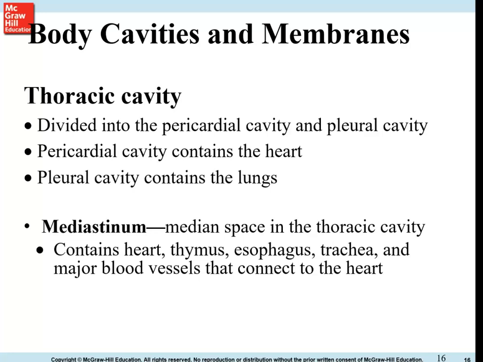All right, so going a little bit further into body cavities, we talked about the thoracic cavity. The thoracic cavity can further be divided into the pericardial cavity and the pleural cavity. The pericardial cavity contains the heart, and the pleural cavity contains the lungs. You'll also hear the term mediastinum. This is the space in the middle of the thoracic cavity that contains the heart, the thymus, the esophagus, the trachea, and the major blood vessels that connect to the heart.